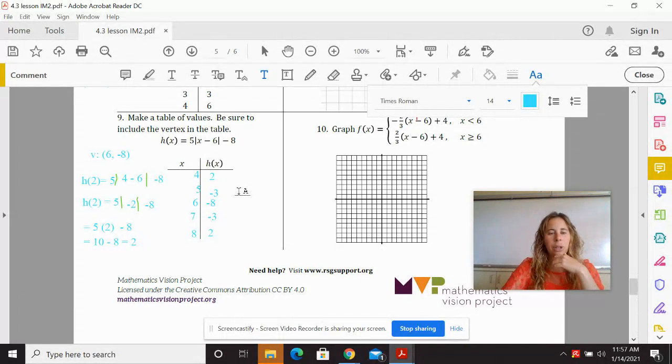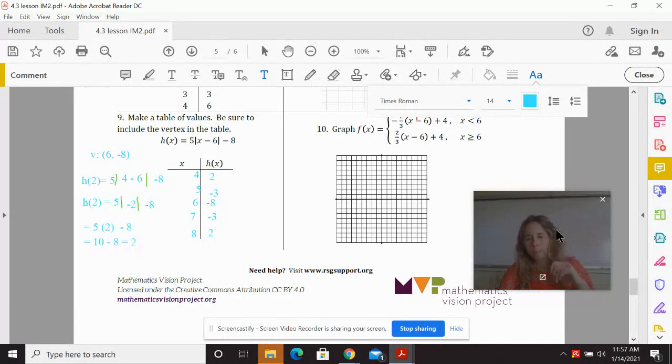So I think it's easier if you just use the slope and realize that until it hits your vertex, it's going to have a negative slope. Once it hits your vertex, then it turns into a positive slope. So slope is negative 5, negative 5, and then it changes to positive 5. Okay.